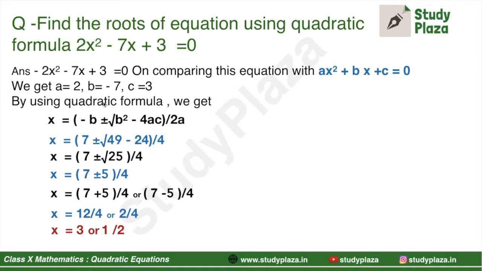So we put these values in the quadratic formula, that is x is equal to minus b plus minus root b square minus 4ac upon 2a. So when we put these values, we get 7 plus minus root 49 minus 24 upon 4. On solving, we get the value x is equal to 7 plus minus 5 upon 4, or we can say x is equal to 12 by 4 or 2 by 4. Hence the value of x will be 3 or 1 by 2. So the roots of this quadratic equation are 3 and 1 by 2.